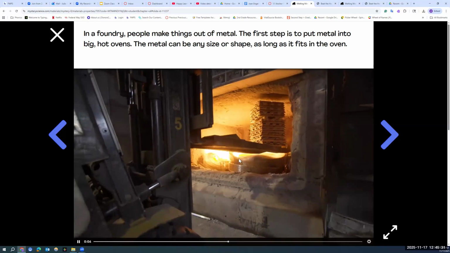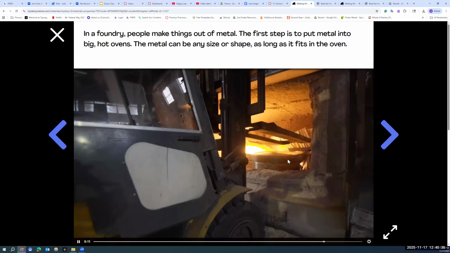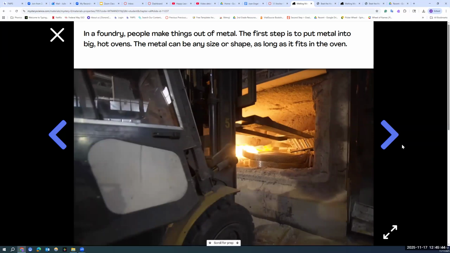So you can see that there are round pieces of metal in there with holes in them. And you can see the Lego-type bricks that they just put in. So any shape will work.